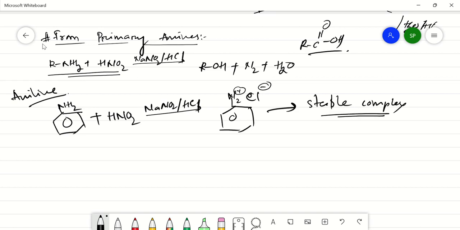This is a stable complex, like benzene diazonium salt, BDC, or benzene diazonium chloride. This is a stable complex.